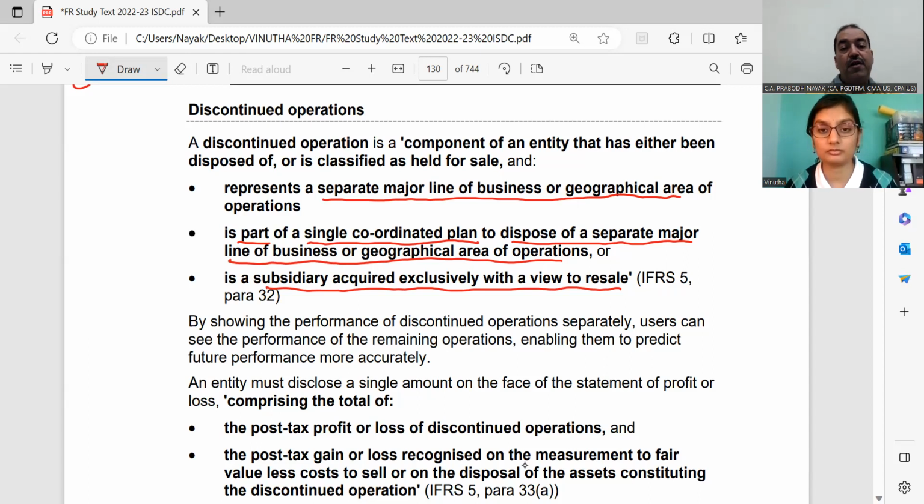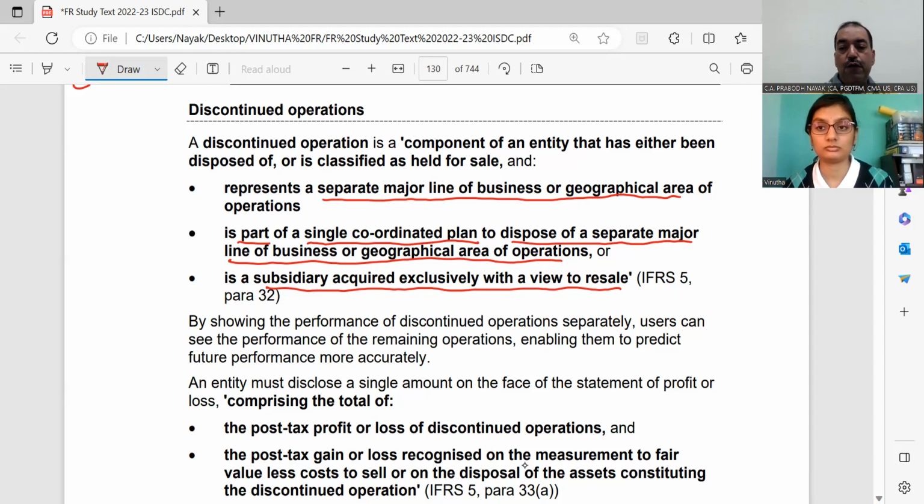Third, it is a subsidiary acquired exclusively with a view to resell. That means I'm purchasing a subsidiary with the intention to sell. I don't want to hold that as a subsidiary. I want to sell it. And why am I purchasing that? Because it is a profitable subsidiary. I know that if I purchase it now at a lower price, I can sell it at a higher price. So that is why I'm purchasing. So that type of transaction, if it is there, then it is a discontinued operation.